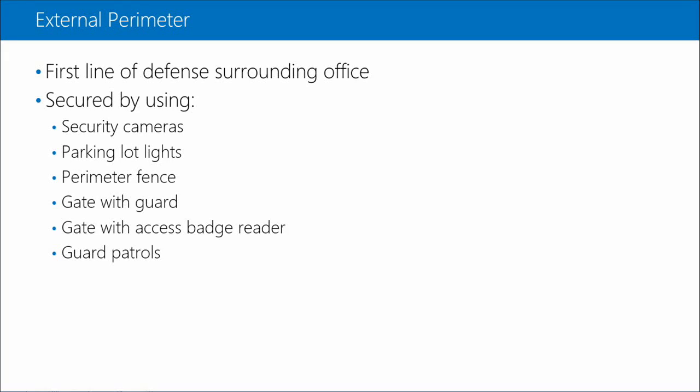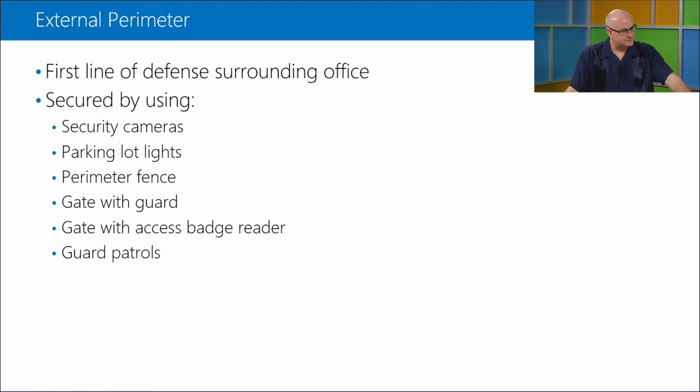External perimeter, we've talked about quite a few of these, secured by using cameras, parking lot lights, and again, we're thinking of the parking lot area external to the building. Maybe there's even a gate, military style, that you have to get through, a raised gate. Oh, it even says gate with guard, gate with access badge reader, guard patrols. Yep.